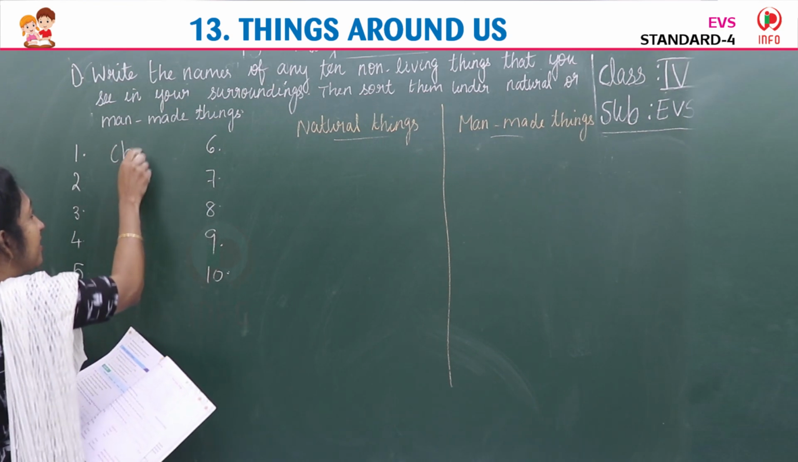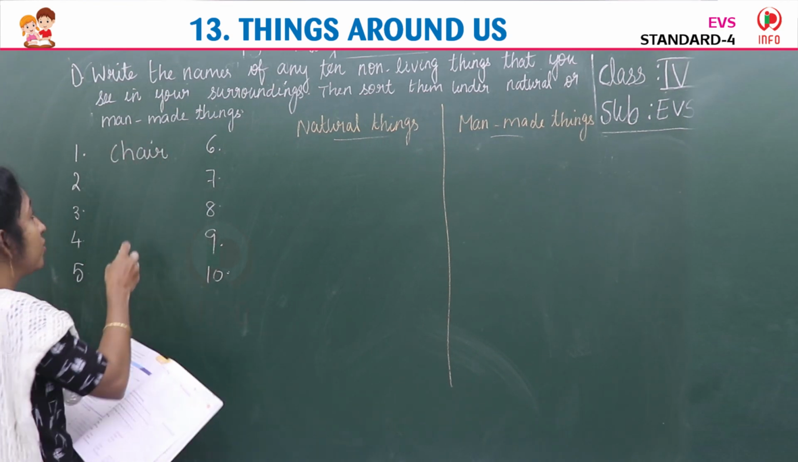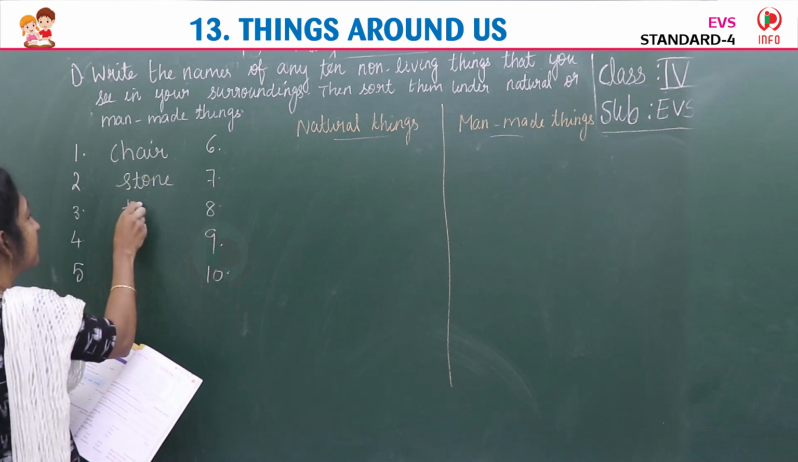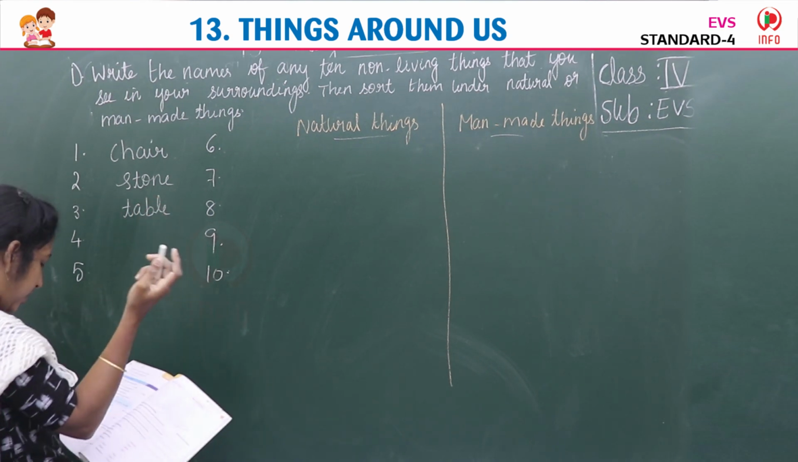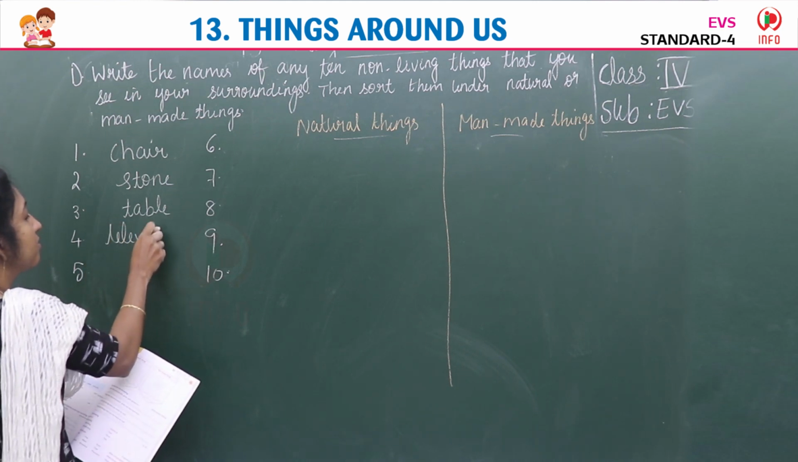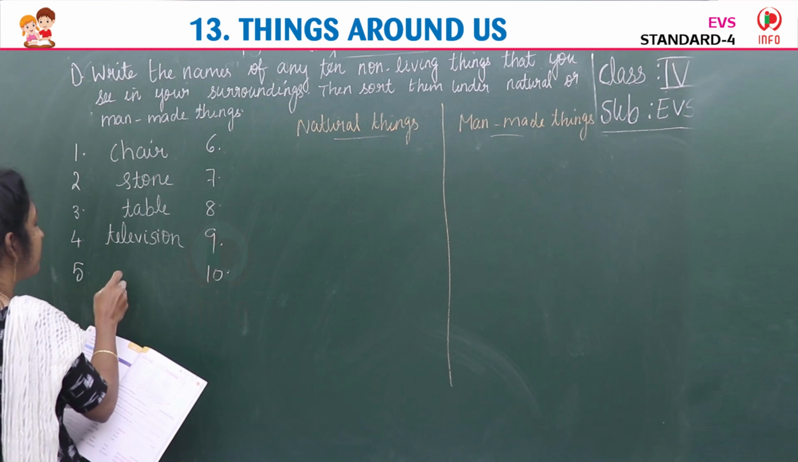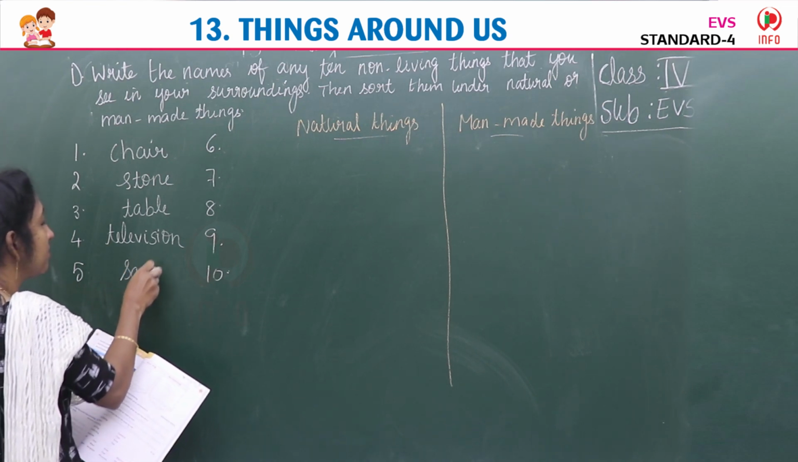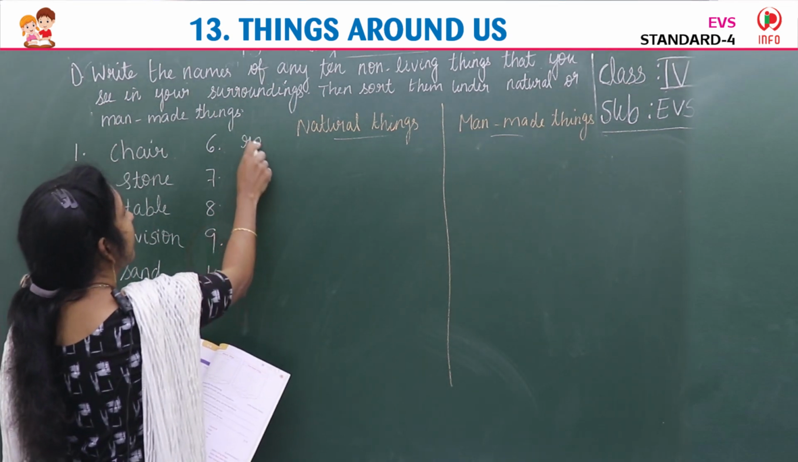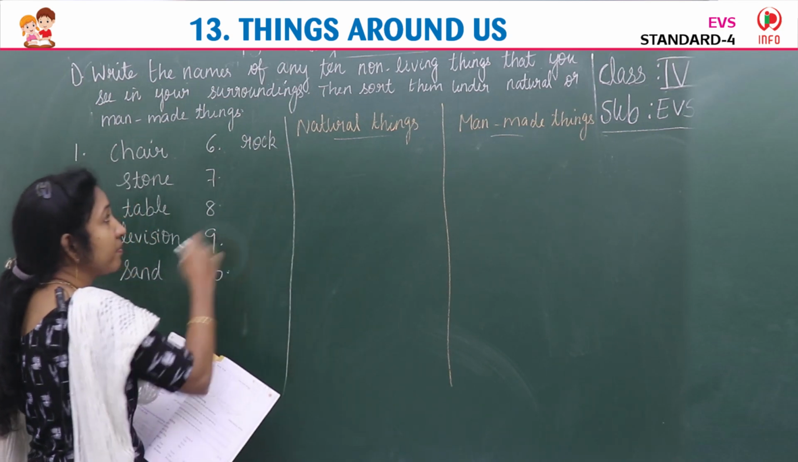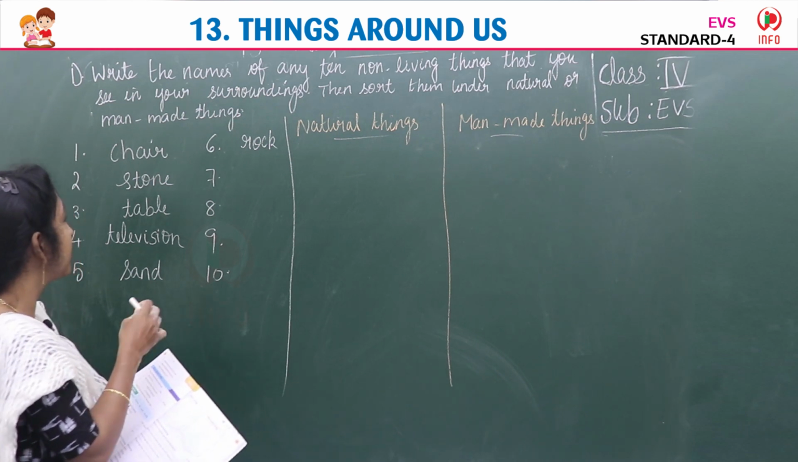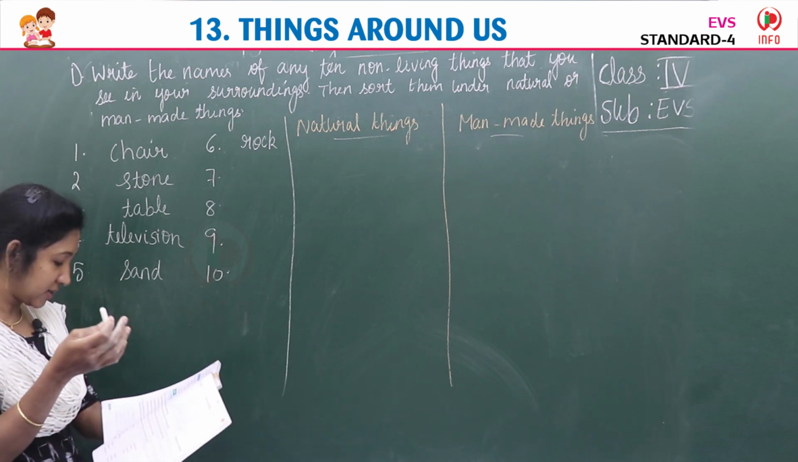You can write chair, isn't it? You can write stone, then table, okay, then TV or television we can write. It's a non-living thing only, isn't it? Then sand, then rock, isn't it? Rock you can write. Any non-living thing, 10 non-living things. Chair, table, stone, television, sand, rock.